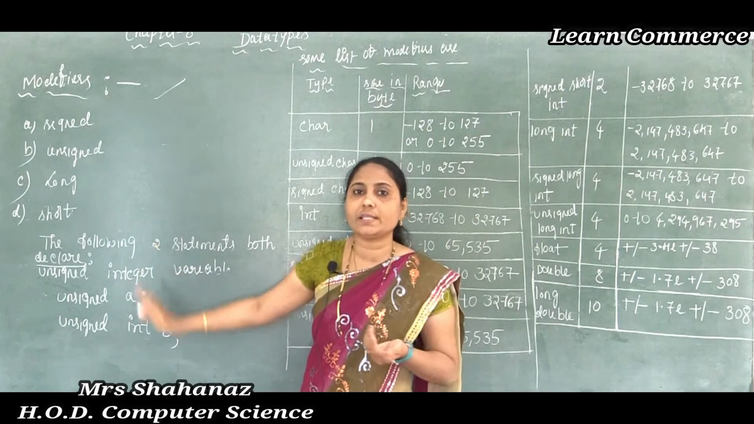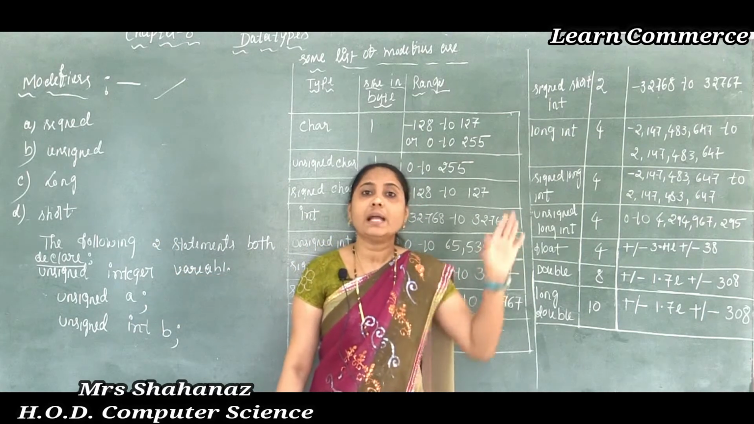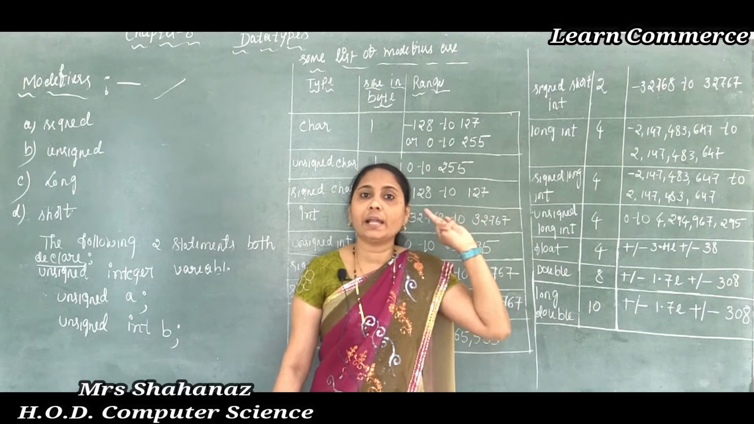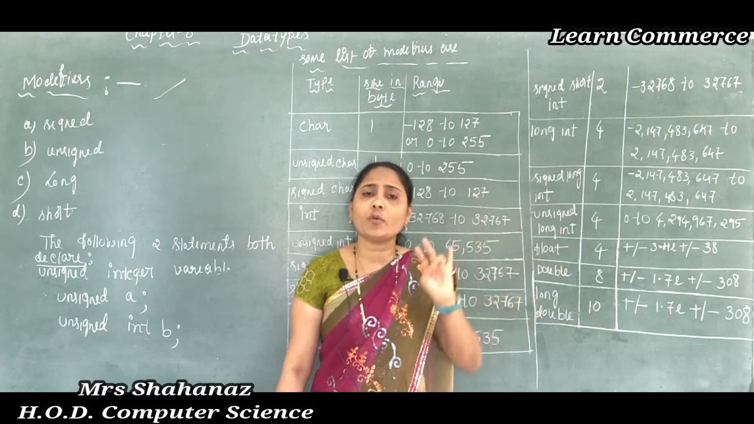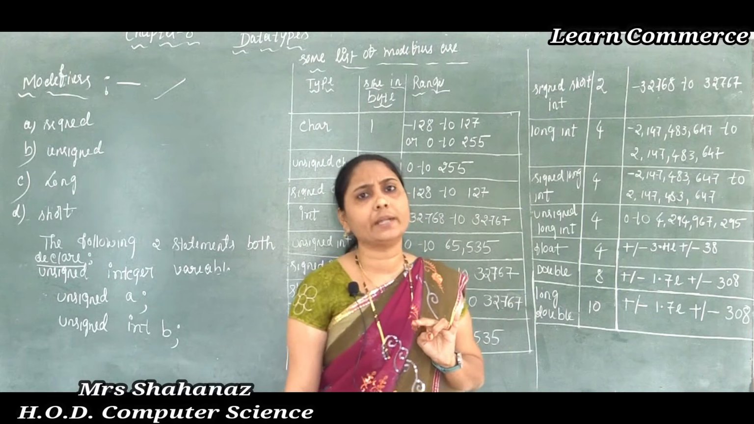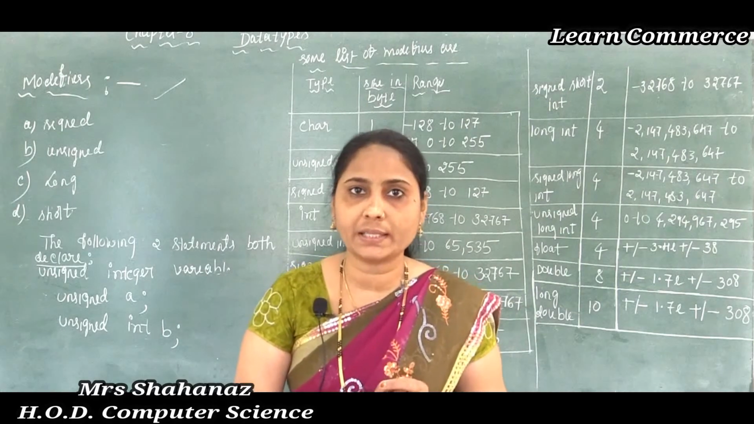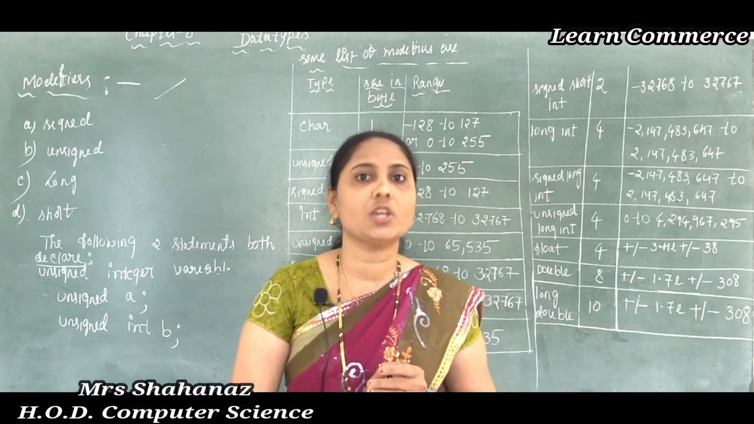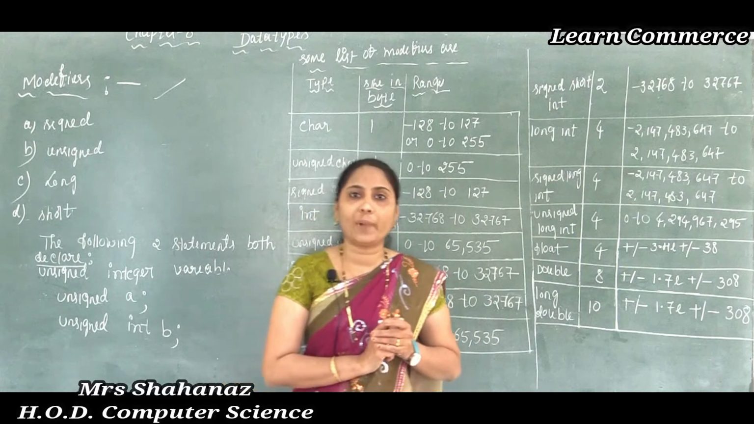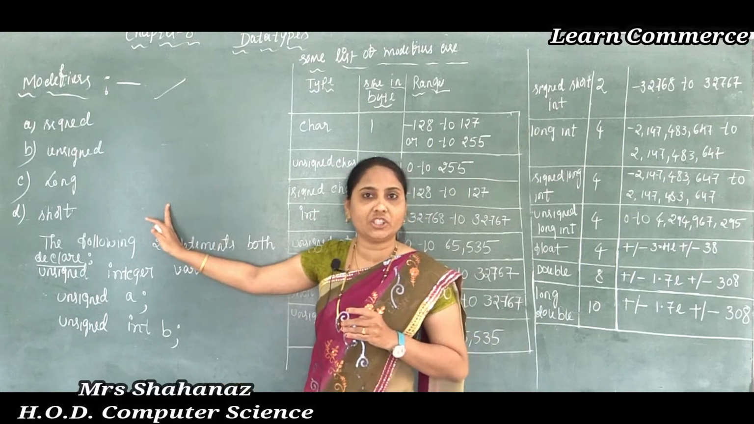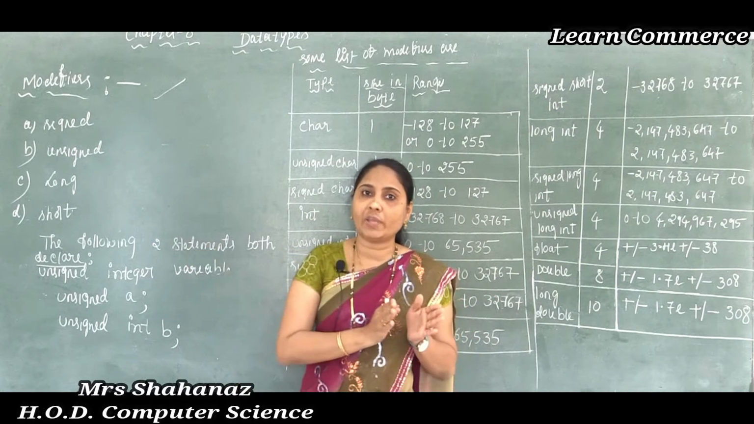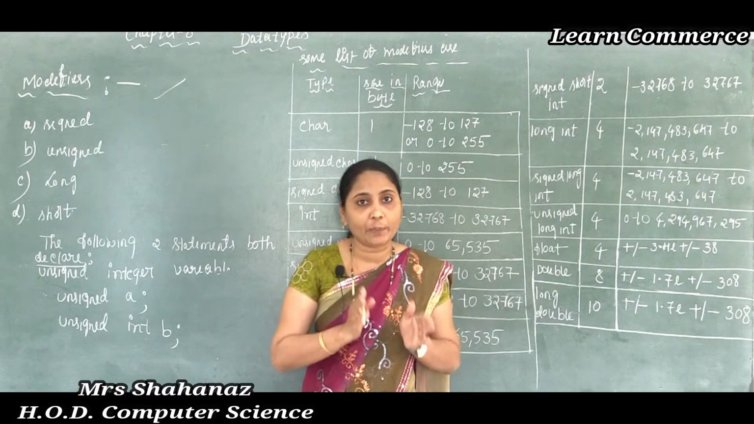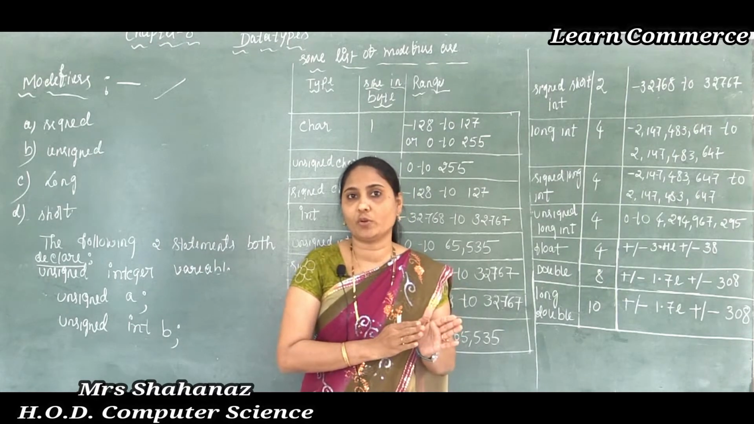I already said some of the modifiers are signed, unsigned, long and short. So where do we use signed, unsigned, long and short? They can be applied to the integer data type. Clear this point? It can be any. So which modifiers can we use with the integer data type?